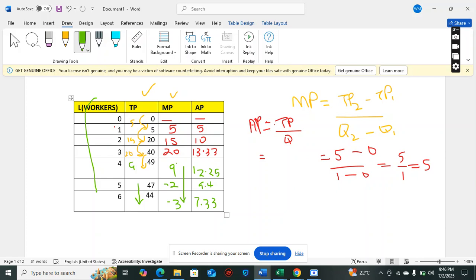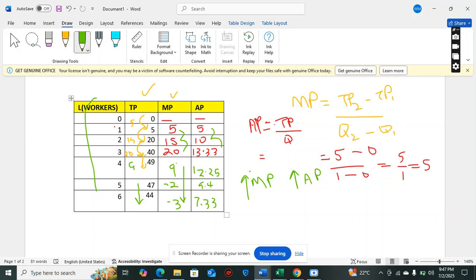Okay, so if we now look at marginal product and average product, we can see that as marginal product is rising, average product is also rising. As we can see, marginal product 5, 15, 20, is increasing. Also, average product is increasing: 5, 10, 13.3.